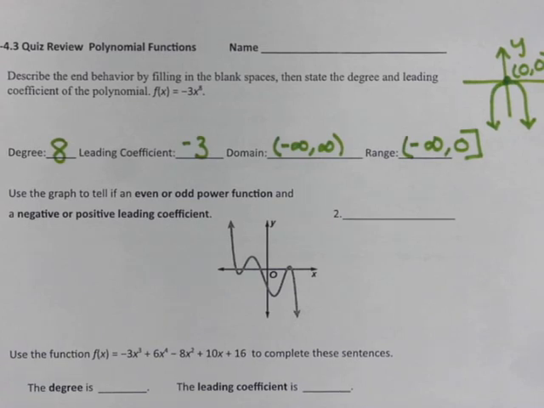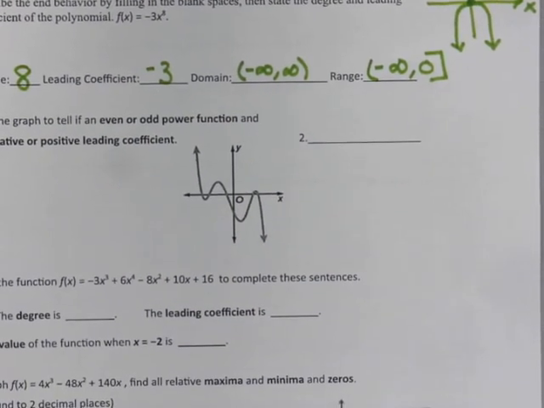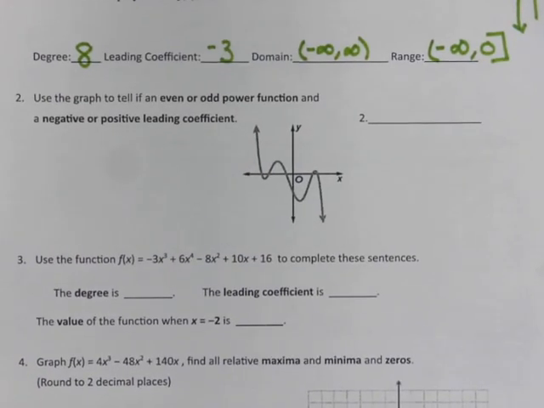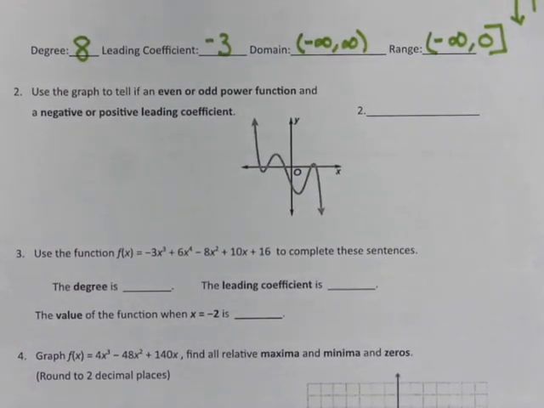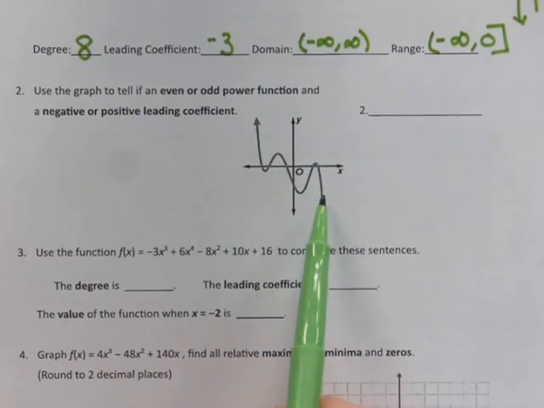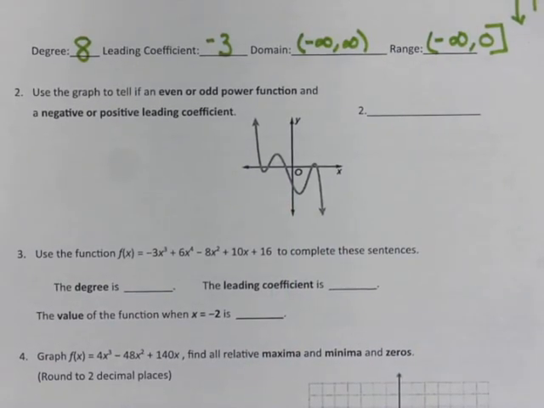Okay. Let's look at 2. It says use the graph to tell if an even or odd function happened and if it has a positive or negative leading coefficient. Okay, so this is an end behavior type of question. Even though it doesn't look like one, it's kind of like in disguise. It's wearing a mustache, it's in disguise. Okay. If you have sides that are doing opposite things, is it even or odd?